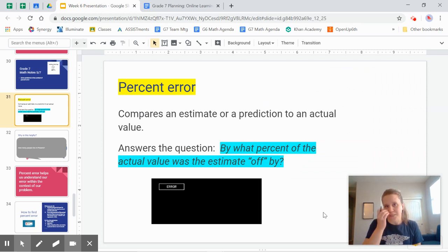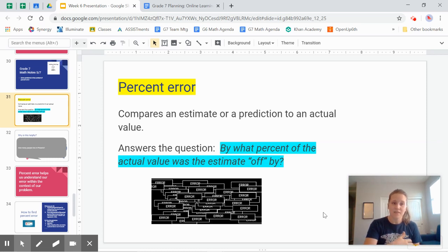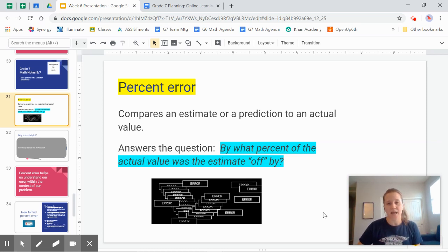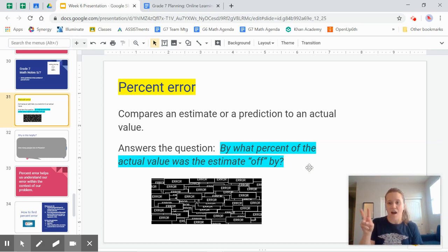I want to start by just explaining what percent error is. It is a number that compares an estimate for some value, or a prediction of a value, to the actual value. So let's say, for example, you are expecting a baby brother. Maybe you predict, or the doctors predict, how much that baby will weigh when he is born. And then you can actually weigh him when he is born. And you might be wondering, by what percent of the actual value was the estimate off by?